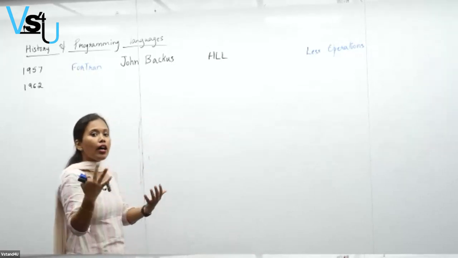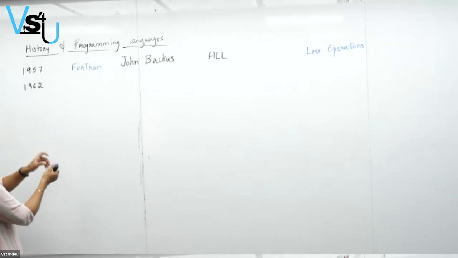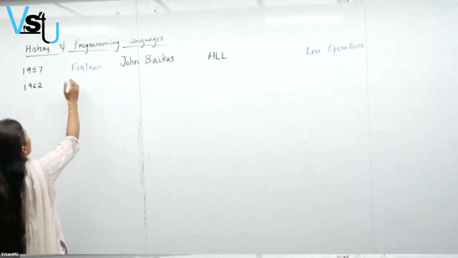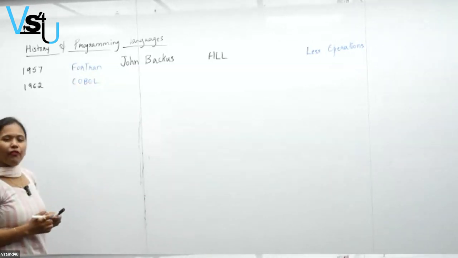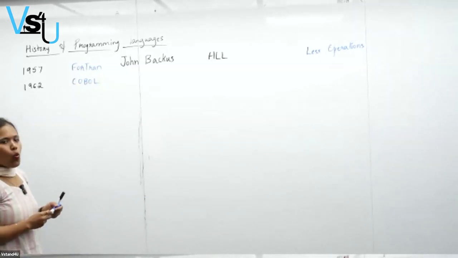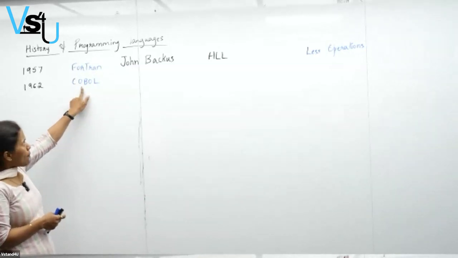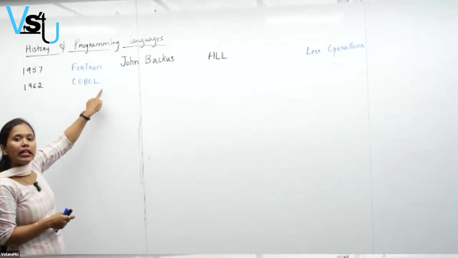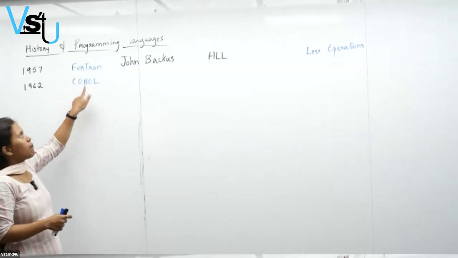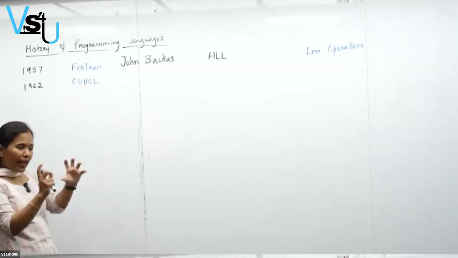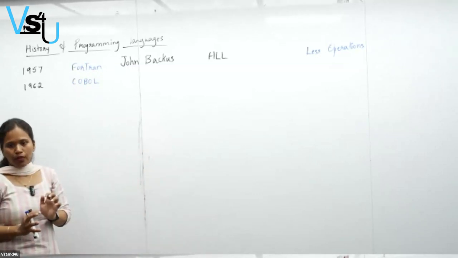That is when a language came up in the year 1962. And which is that language, if you ask me? The name of the language happens to be COBOL. Somewhere I think you have heard this name. COBOL stands for Common Business Oriented Language. What is the full form of COBOL? It is Common Business Oriented Language. They came up with this language mainly from the business perspective. Are you all getting it?